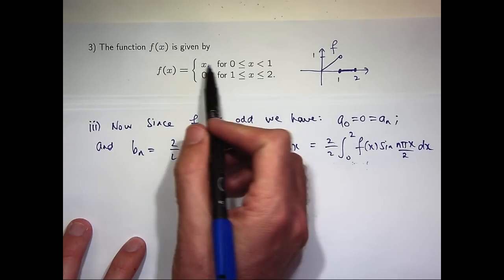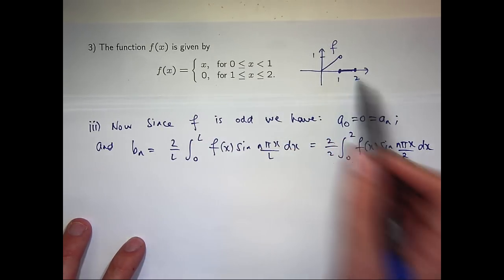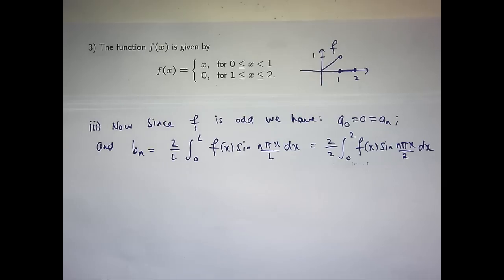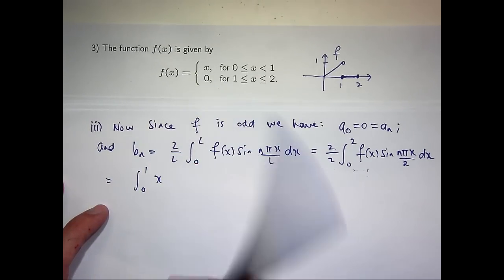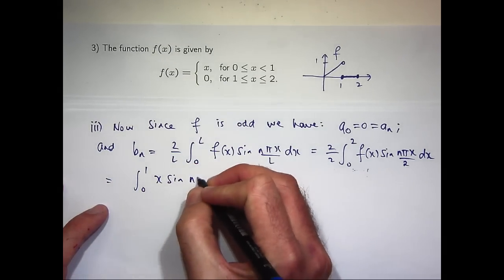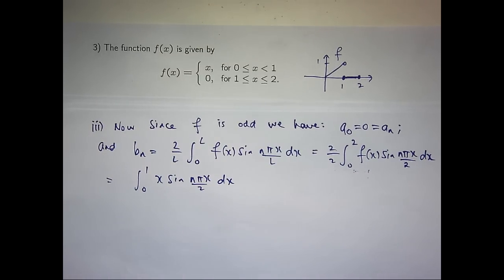You can see f of x is just x on this interval, and it's 0 on the interval from 1 to 2. So if I split this integral up into 0 to 1, 1 to 2, the second integral is going to contribute exactly 0. So really all I need to do is integrate from 0 to 1 in this case, where the function is x. Okay? So now we reach a stage where we do need to do some integration. Integration by parts in this case.